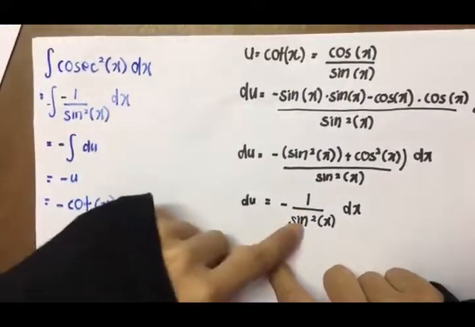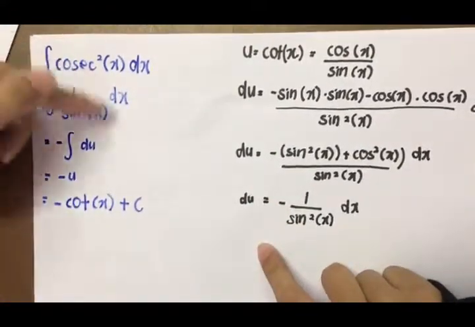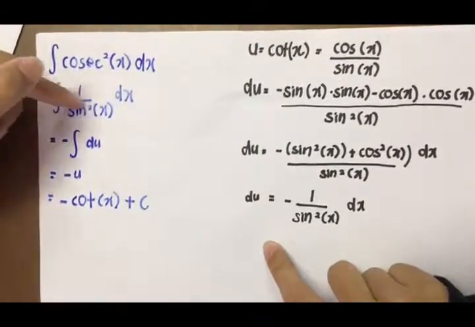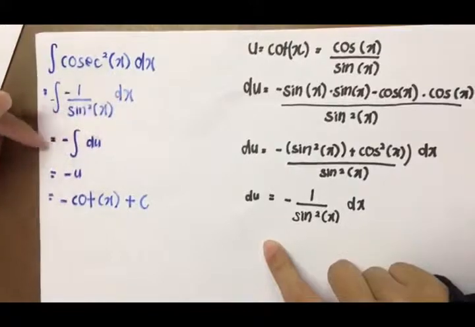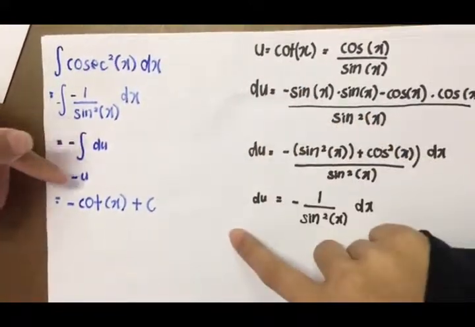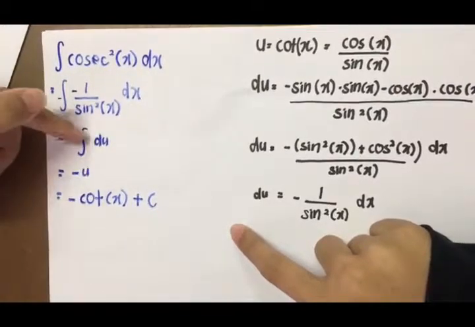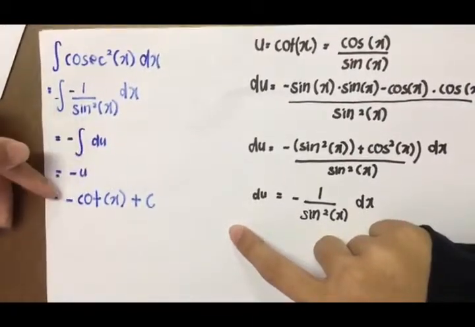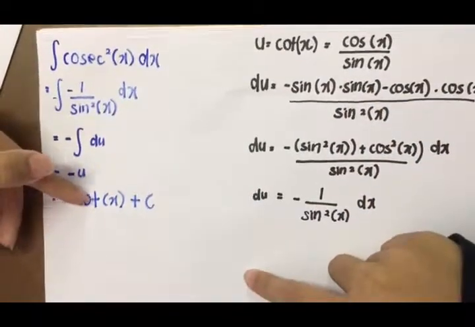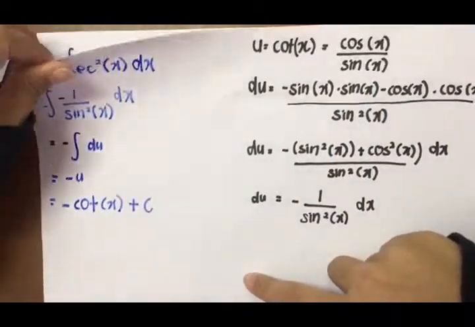So we substitute du in this equation. We have negative 1 over sine square x dx, and we get negative the integral of du. So integrating this, we get negative u. So we substitute u with cotangent x, and we get negative cotangent x plus c.